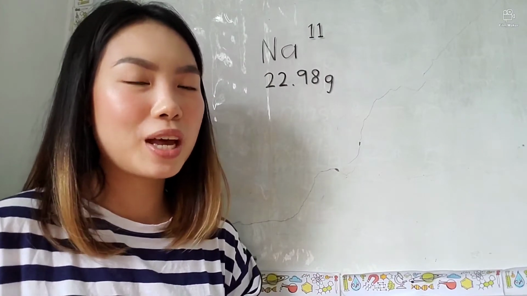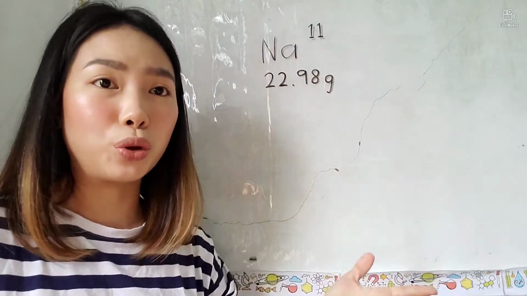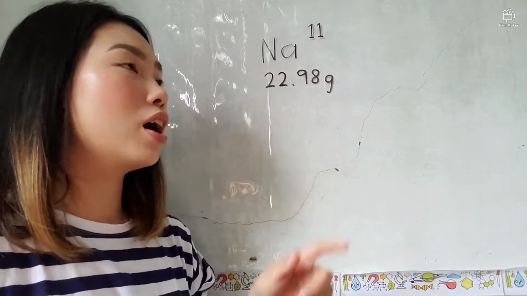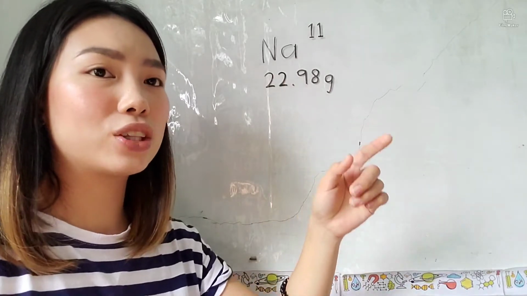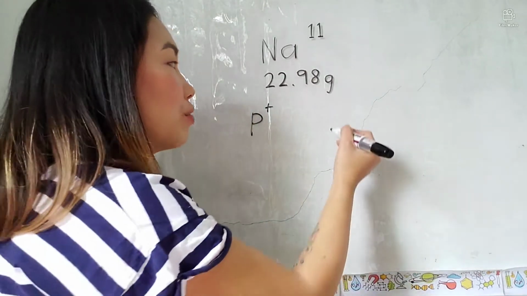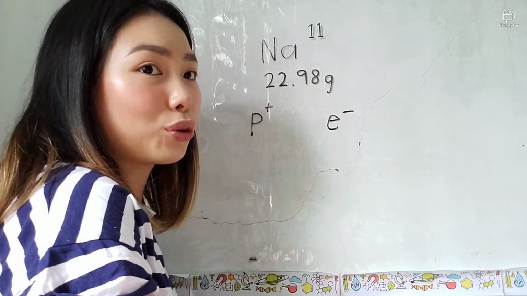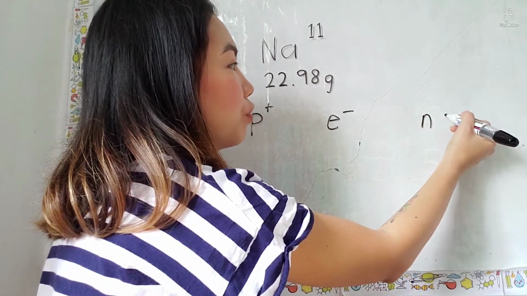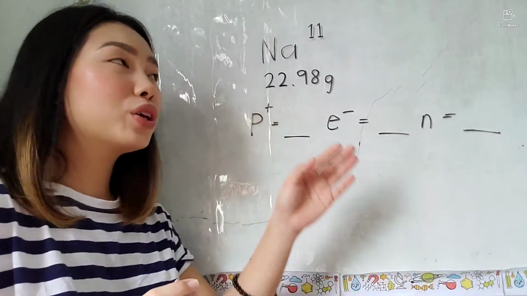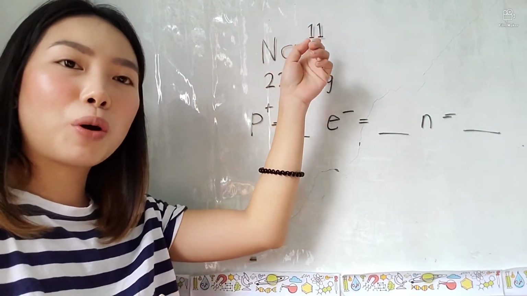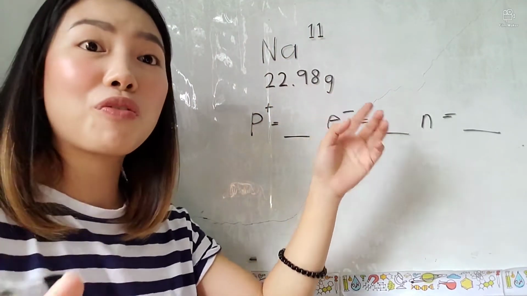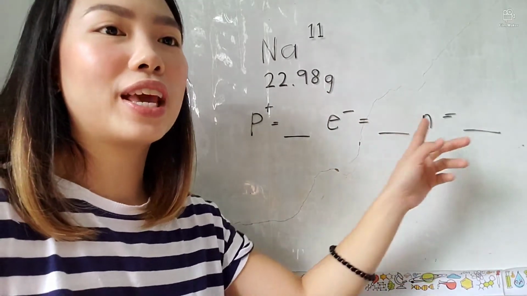Another example. For example, meron akong element Na, which is sodium. The atomic number of sodium is 11 and the atomic mass of sodium is 22.98. So you are asked to find the value of proton, find the value of electron, and find the value of neutron. So, ito lang yung given mo. Sodium with atomic number of 11, atomic mass of 22.98.